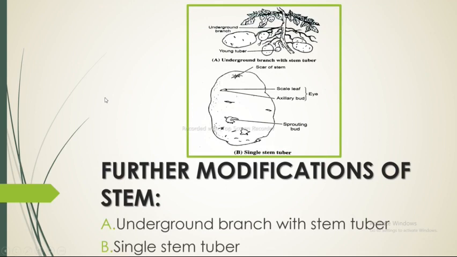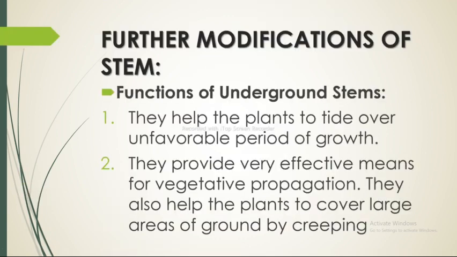Further modifications of the stem. In this figure, in part A, you can see this is underground branch with the stem tuber, which includes the young tuber and underground branch. In the second figure B, you can see that this is the scar of the stem, scale leaf, and this is axillary bud, both of these form the eye, and this is the sprouting bud. So this figure is of the single stem tuber as shown in the figure.